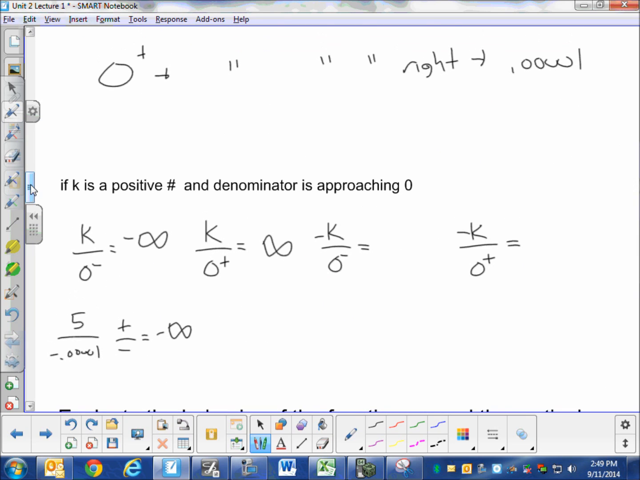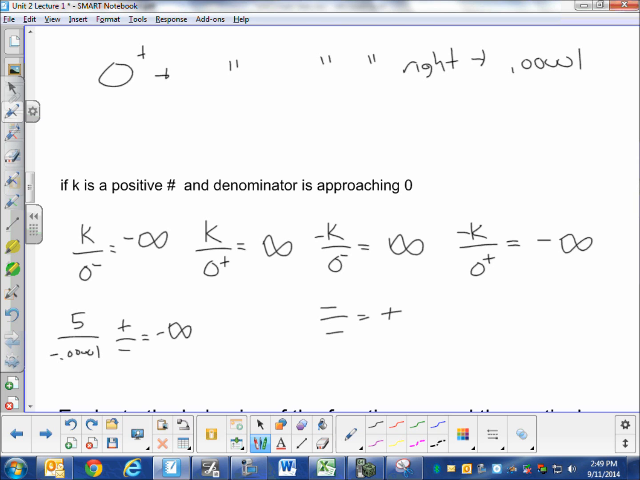So what would be the last two, Mr. Packer? The positive infinity and negative infinity. Exactly. As long as we understand the concept, all we have to worry about is the signs. This would be a negative divided by a negative, which is a positive. This would be a negative divided by a positive, which would be a negative. Piece of cake, right? Cool.